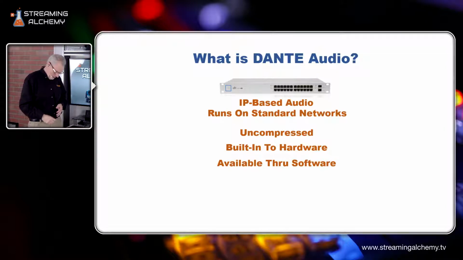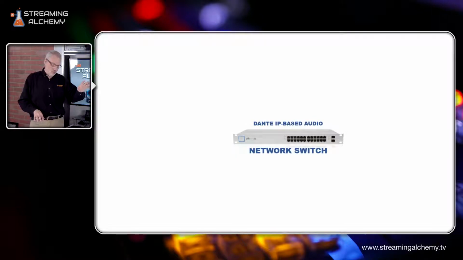So if we look at how Dante is set up, what I really mentioned in the beginning is it really connects all at a switch. This is very, very similar to what we talked about with NewTek's NDI protocol. It requires a 1 gigabit switch. The difference here, of course, is that you can pump a lot more audio in 1 gigabit of bandwidth than you can video. And also, as we mentioned before, the audio itself is not compressed, unlike NDI video.